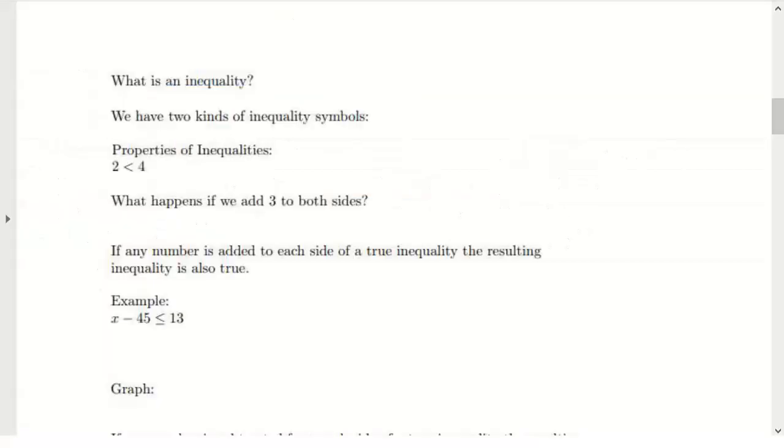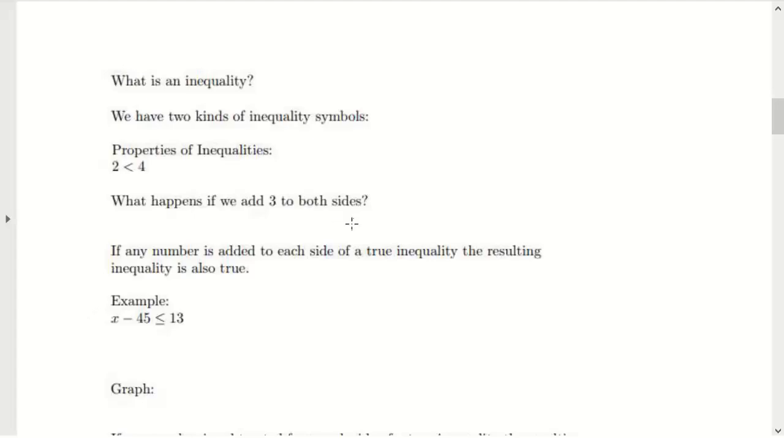Next thing I want to talk about is inequalities, right? They're very similar to solving for equality, which is using the equal sign, but they have some special rules, especially when it comes to dividing and multiplying negative numbers. So we'll get to that. So here you have an inequality, right? 2 is less than 4, right? That's a symbol of inequality, right?